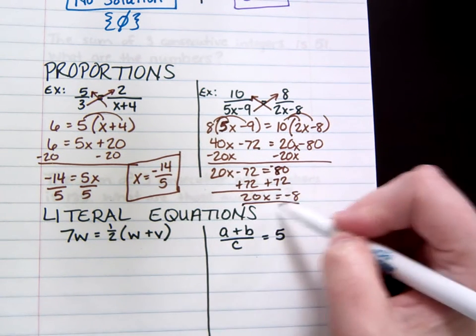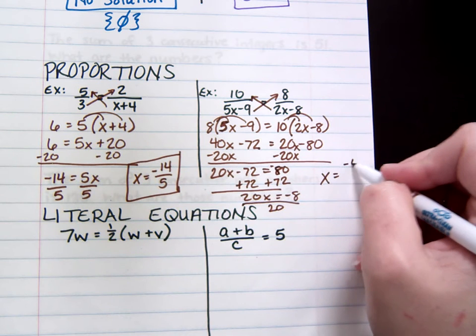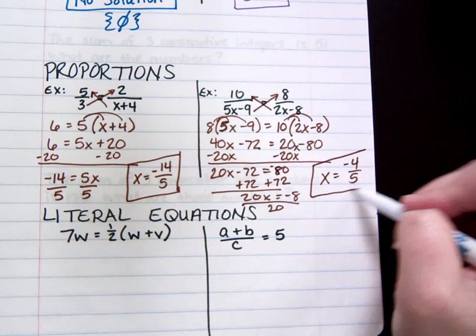Divide by 20 and you get negative 4 fifths. You can also write negative 0.8. I'm okay with that too.